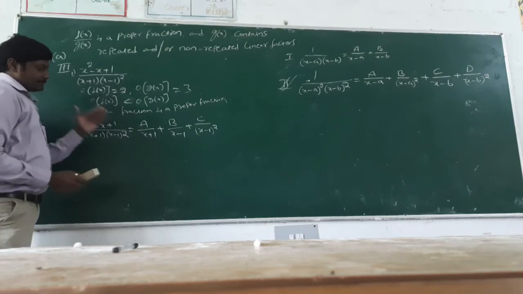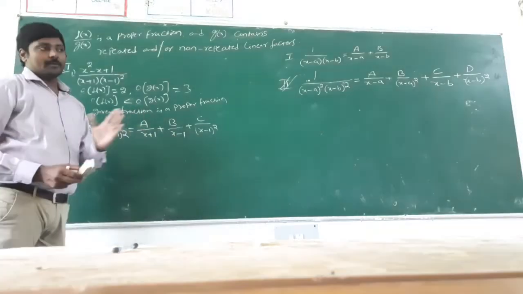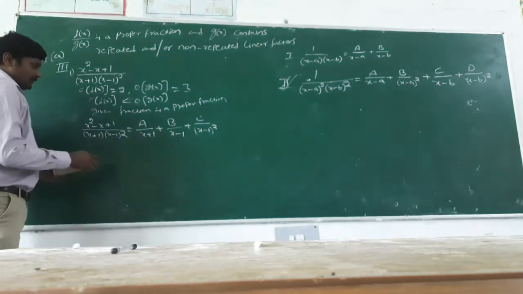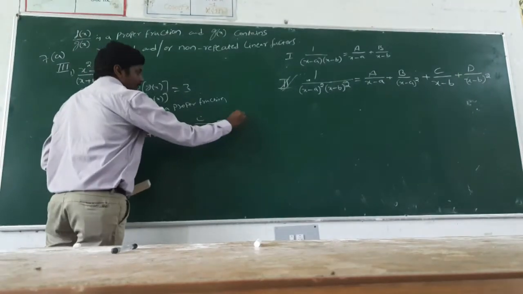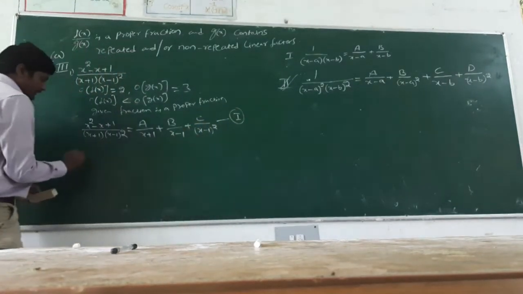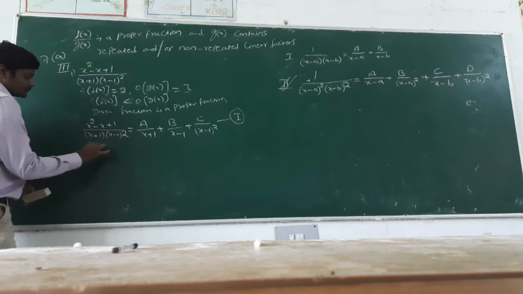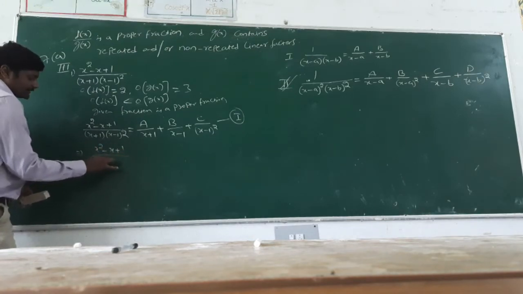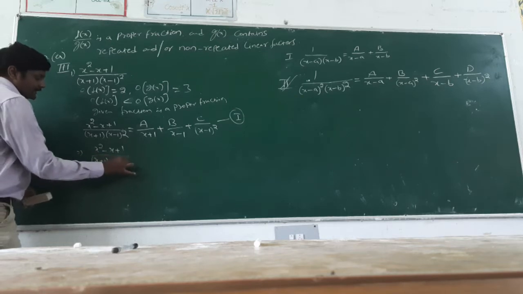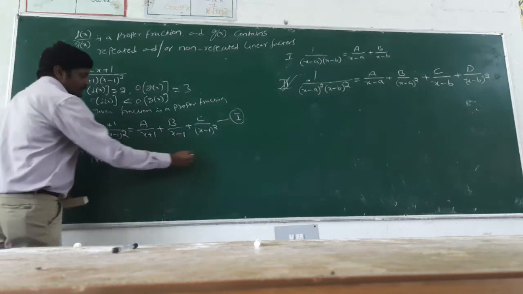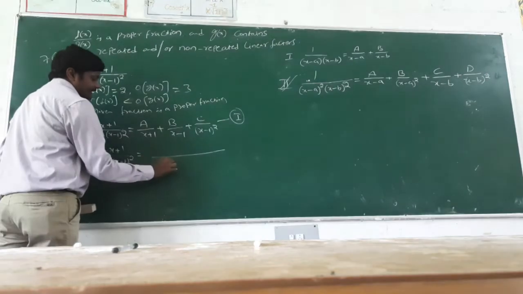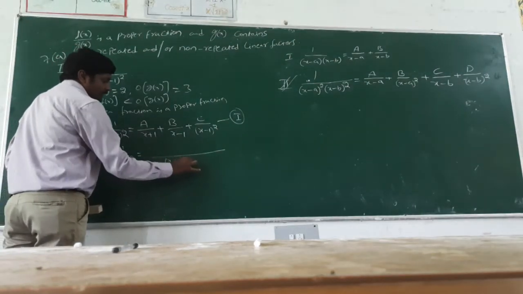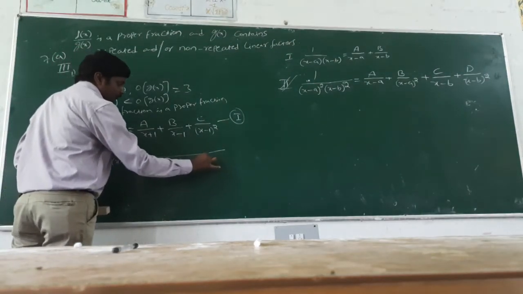In case this step is missed, the rest of the problem will be wrong. Okay, this is Roman number 1. Next we take the LCM on both sides. x square minus x plus 1 by (x plus 1)(x minus 1) whole square is equal to, here the LCM is (x plus 1)(x minus 1) whole square.